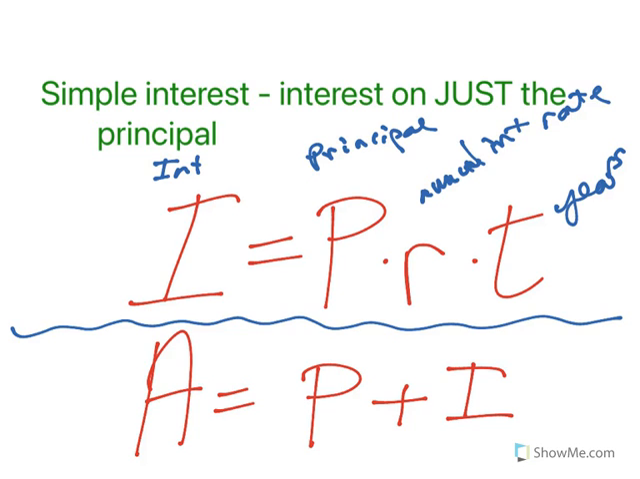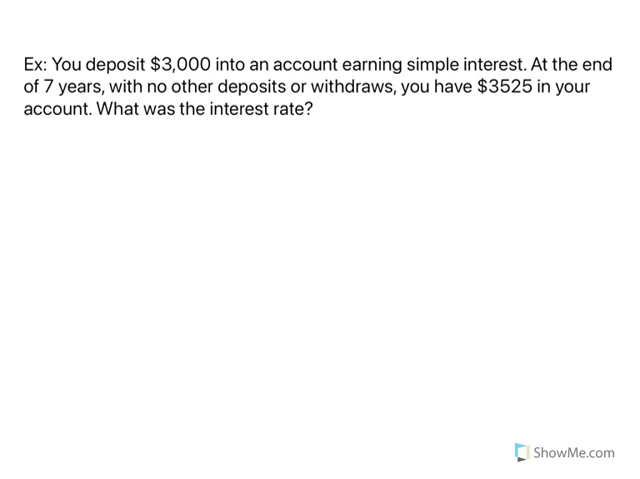Now, the second formula is A equals P plus I. This is your ending amount equals the principal plus the interest, which makes sense. If we take our beginning principal and add the interest to it, that gives us our ending amount. Let's do an example.